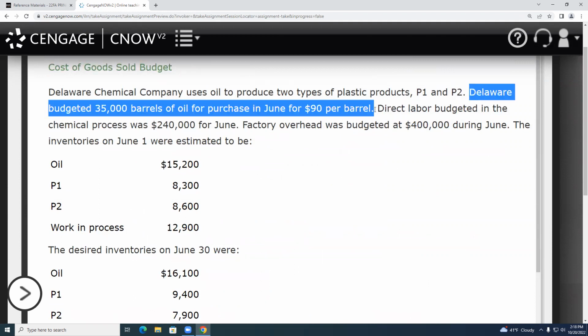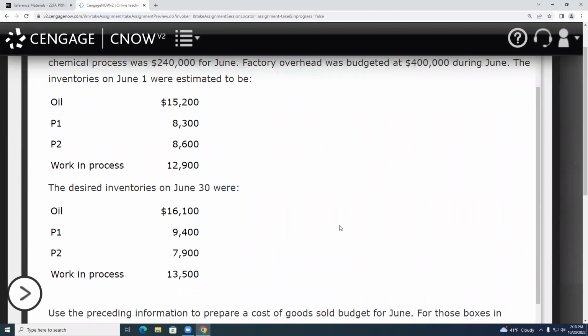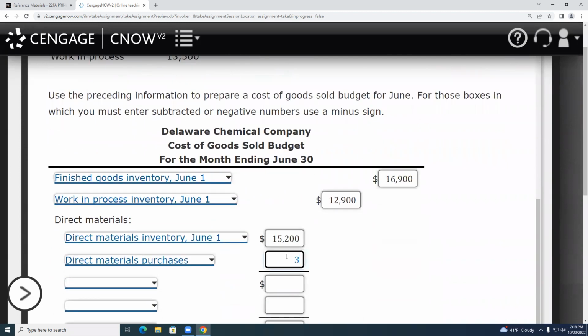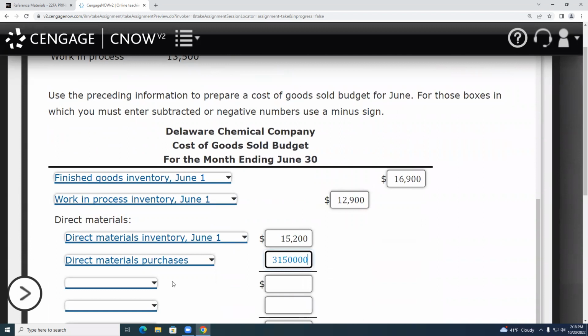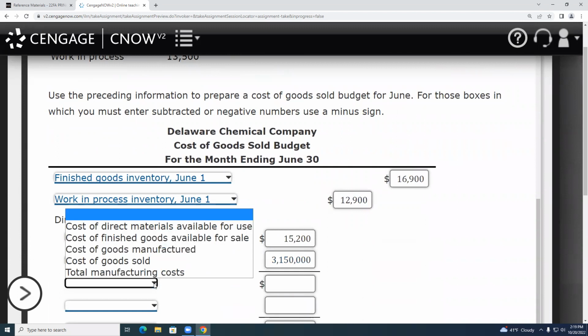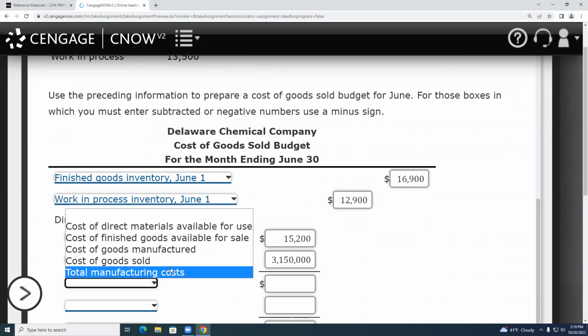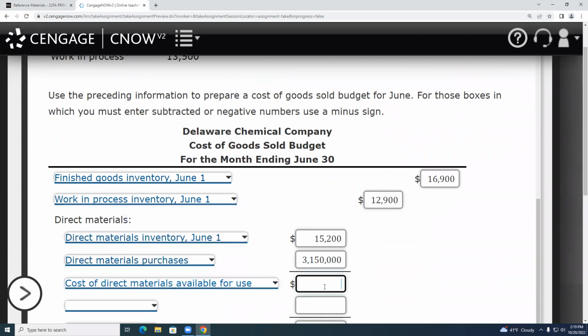Delaware budgeted, planned to purchase 35,000 barrels of oil during the month of June for $90 a barrel. And so included in our budget, $3,150,000 of new crude oil or new raw material. So if we add these two together, that tells us how much we had available for use during the month. Or I shouldn't talk about it in the past tense, because this is a budget. How much we anticipate having available for use during the month of June.